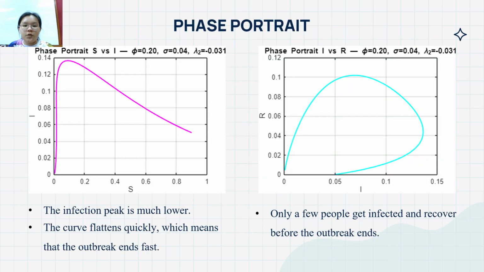And for the phase portrait, this curve flattens quickly, indicating a rapid resolution of the outbreak, with very few people getting infected or recovering. The disease fades before spreading widely, and this is a successful containment strategy in action.